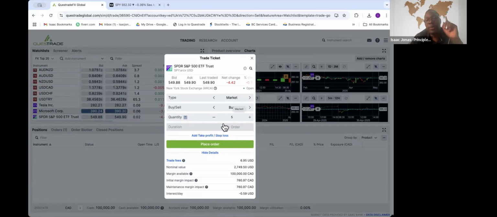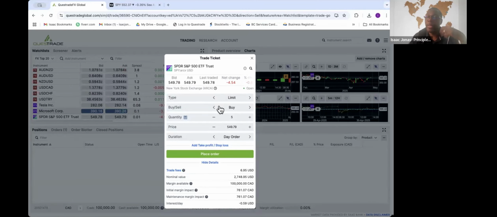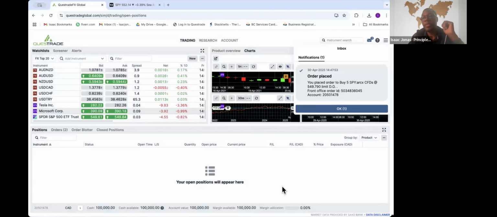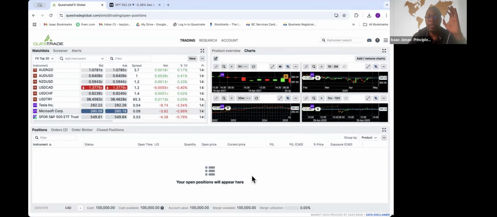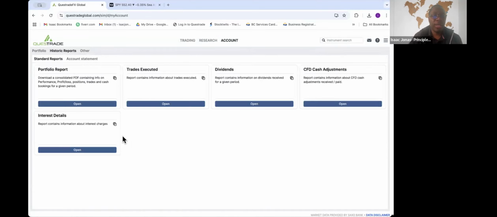When I'm trading, I like to have a limit order, because sometimes some people might put an order that is way below or way above, so you want to be careful about that. This is how it works. You can just double check here and that's it. Again, this is a practice account, but this is how it works in this account. And let's see what I have here.